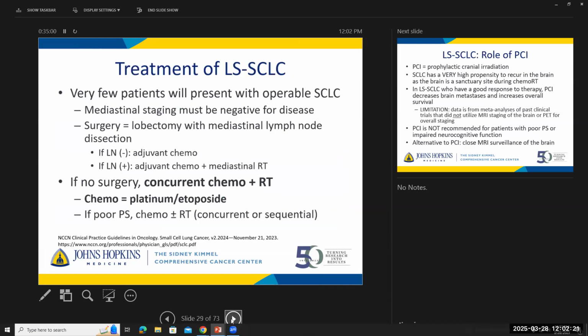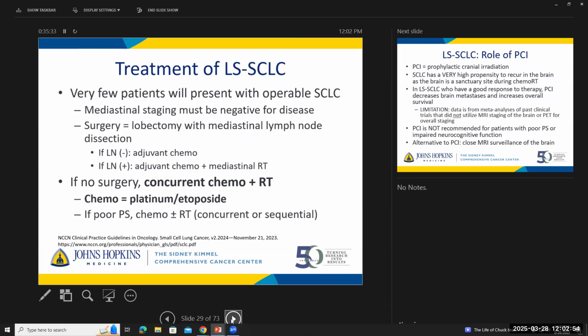So how do we treat these limited stage small cell lung cancer patients? Surgery, again, is possible in some, but very few. If the patient is operable and can undergo surgery, great. The surgeon will do the surgery. If they have lymph nodes involved at the time of surgery, they need more treatment. That's the take-home message here. If the surgeon resects the cancer and the lymph nodes are positive, so the cancer had actually spread to the lymph nodes, you're going to have to give them more treatment, which includes chemotherapy and radiation.